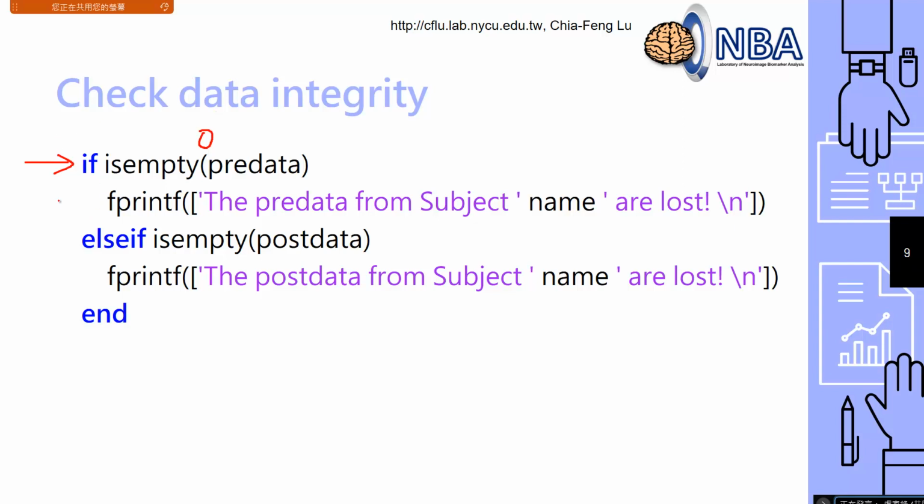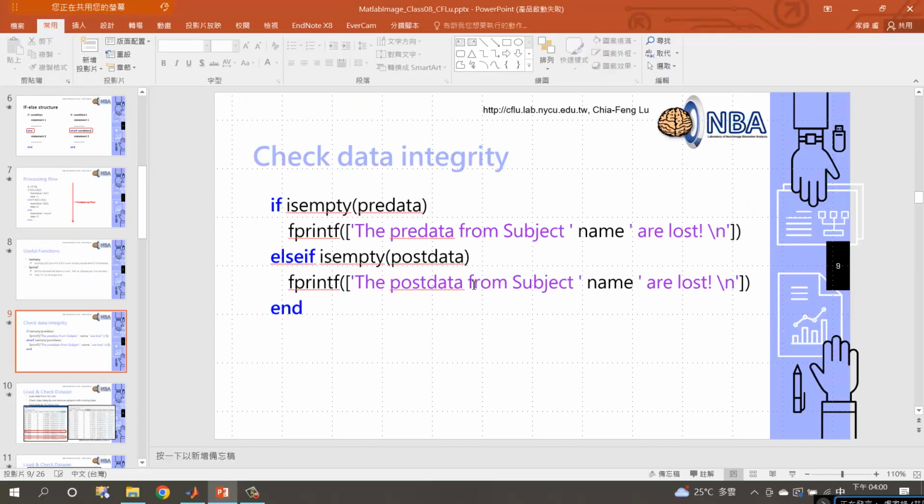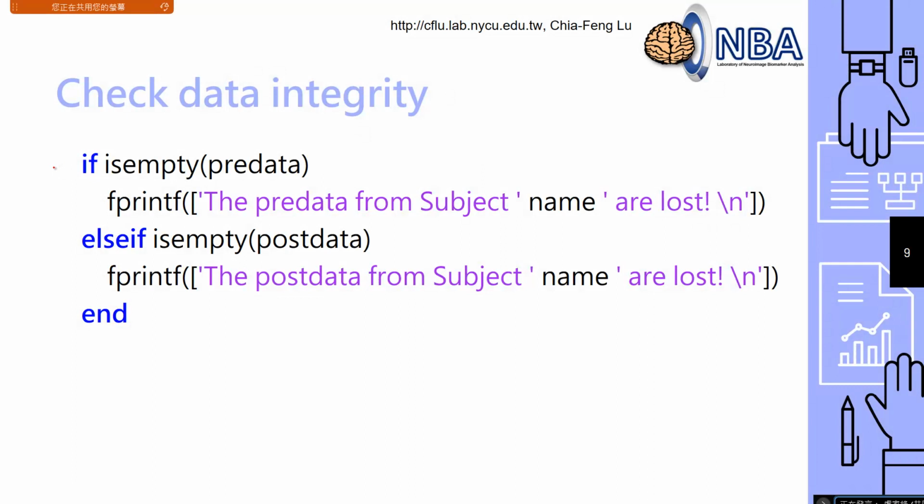Then MATLAB won't go for this second line right here. MATLAB will check the second condition. If I didn't get the first condition, it's okay, I will check the second condition. So think about this. If the answer right here is 1, then MATLAB will go for this line, right? So this is the second possibility. And how about the final possibility? Let me do it again. How about this case? If for this subject isempty pre-data is 0, again MATLAB will jump to this line. But now if isempty post-data is also 0, what would happen? Nothing would happen, right? MATLAB will directly jump to this one. So basically, if the subject has no missing data, no message will be printed out into the command window.